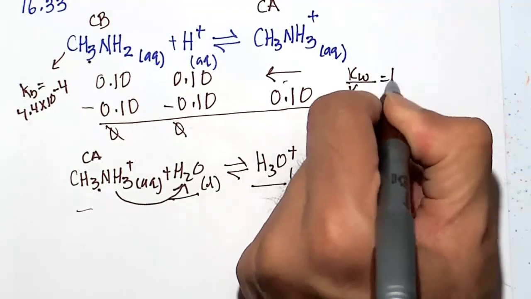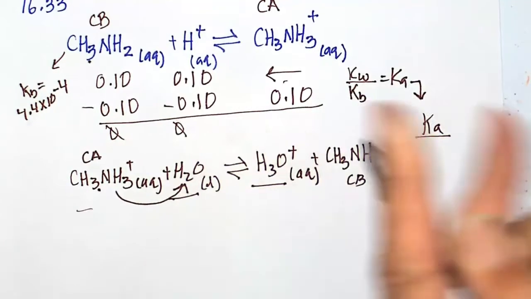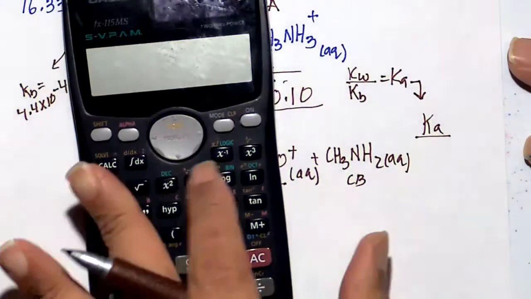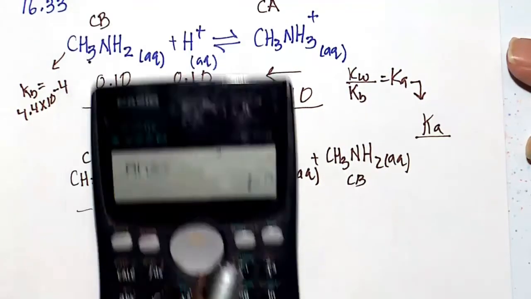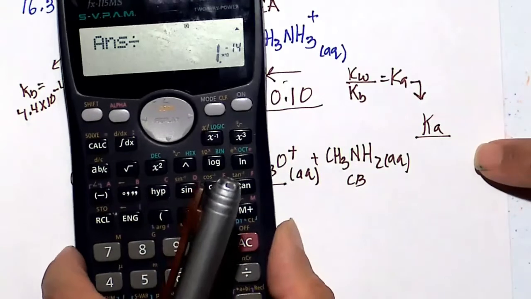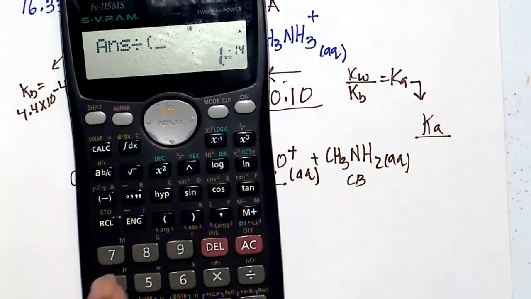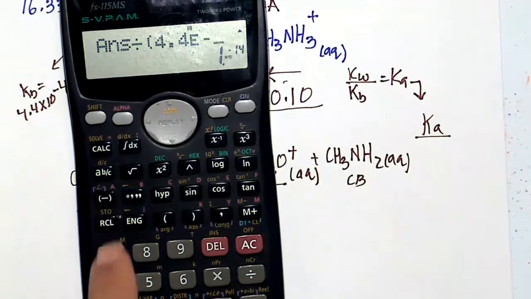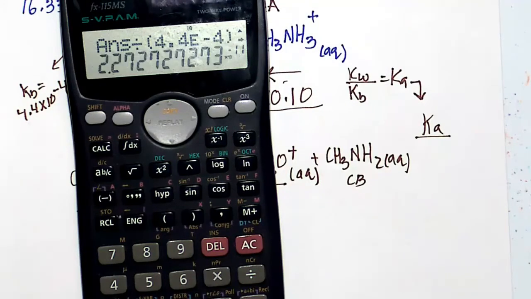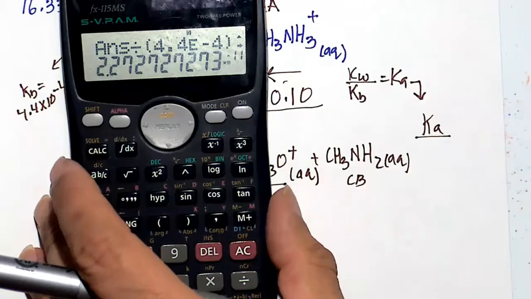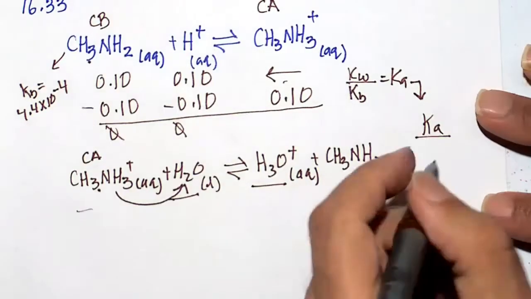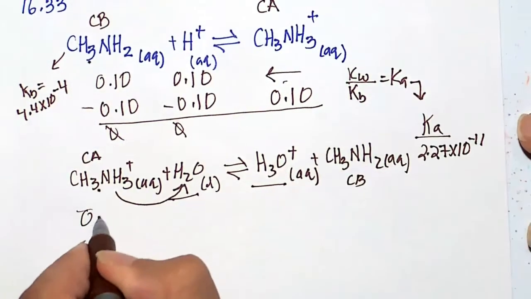So we went about using Kw divided by Kb. Kw is 1.00 times 10 to the minus 14, divided by Kb, which was given to us for methylamine. This is something we got from the book, actually, 4.4 times 10 to the minus 4. And that's going to be a very insignificantly small number of 2.27 times 10 to the minus 11. So let's write that down: 2.27 times 10 to the minus 11.